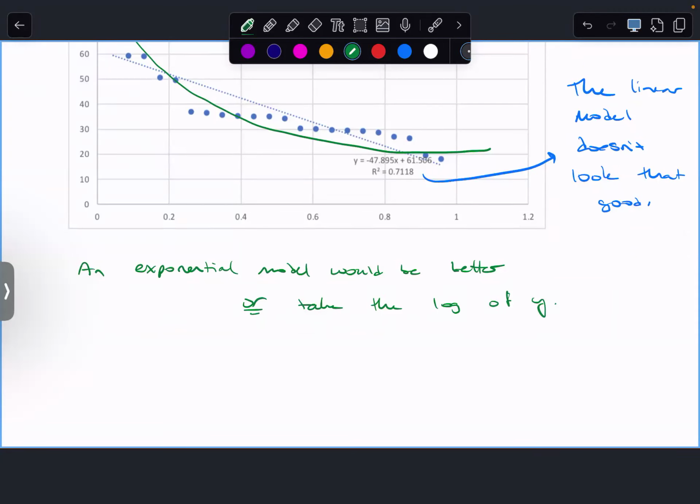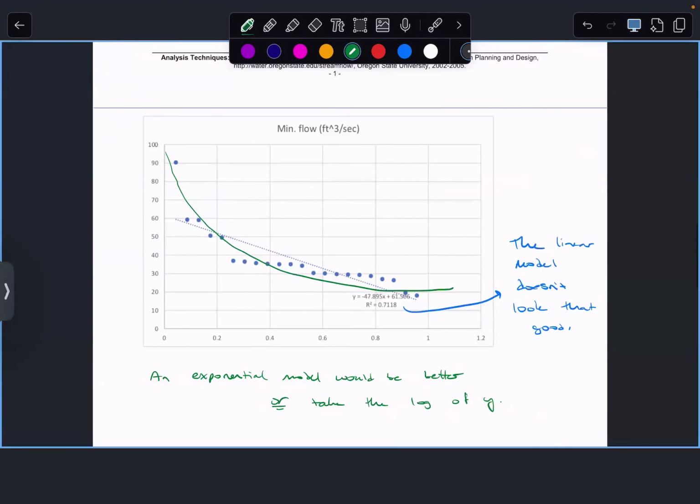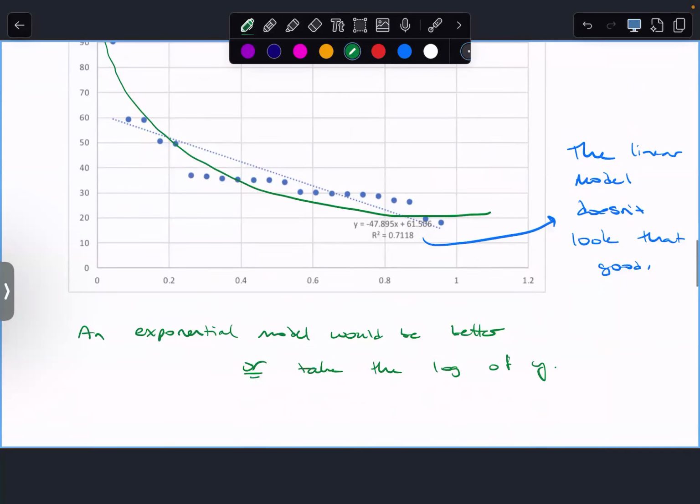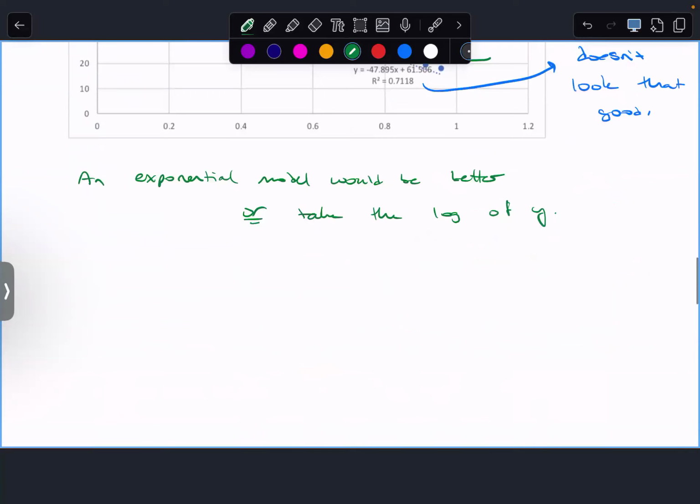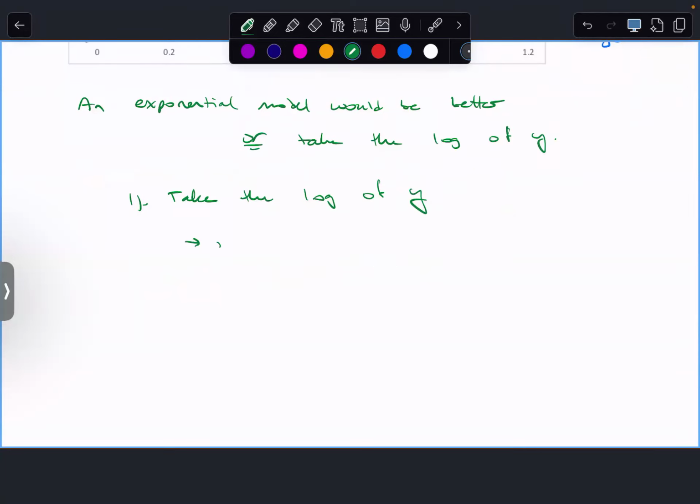Usually what we do is we take the log of y first, and then if it still looks exponential, then you can take the log of x. So first, take the log of y, and then if it still doesn't look linear, then you can take the log of x.